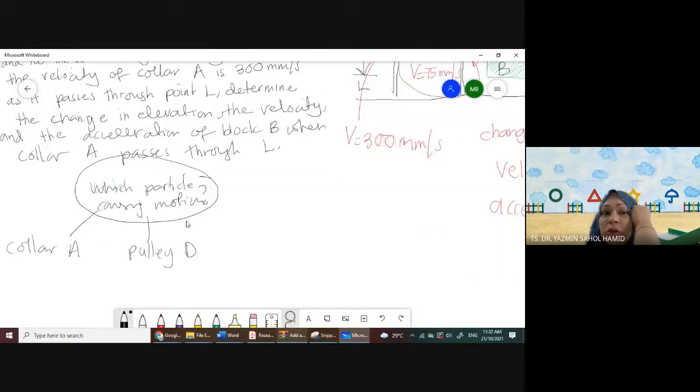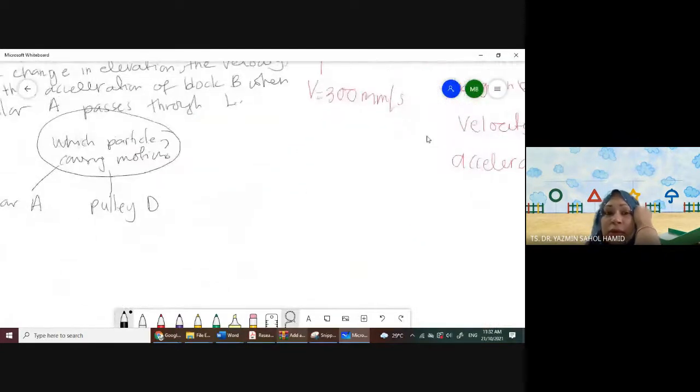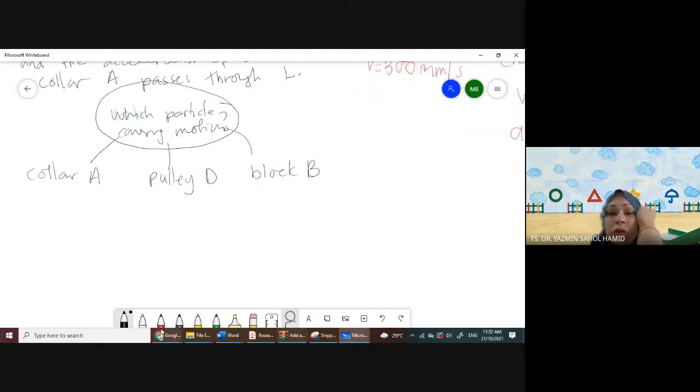So which particle is causing motion? Collar A, because collar A can go up and down. Pulley D can also go up and down, and block B also can go up and down. Are you okay, guys? So these are the three things that can move: collar A, pulley D, and block B. These are the only three things that can move.